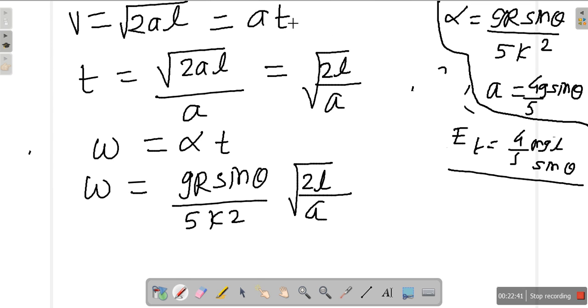You can also get this relationship by using L equal to half at square. Same relationship you will get. That is second equation of motion, S equal to ut plus half at square. You will get t as root of 2l upon a. Omega is alpha t, alpha into t. Now let us find out the rotational kinetic energy.